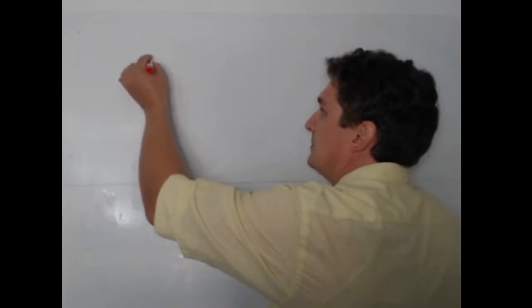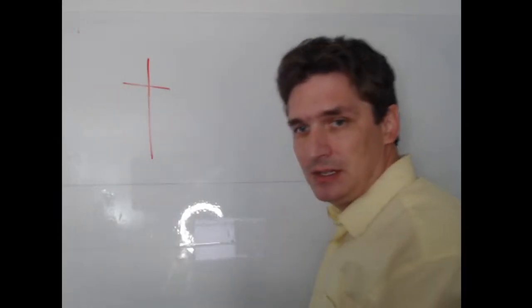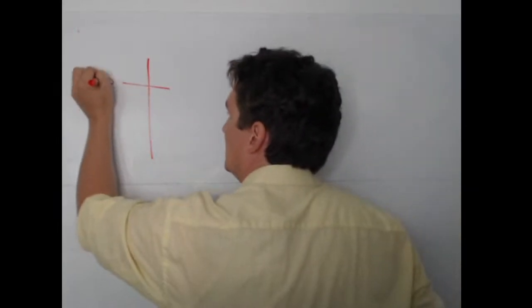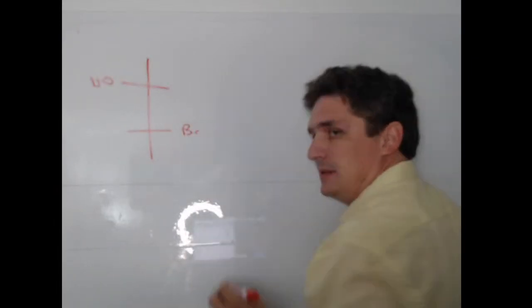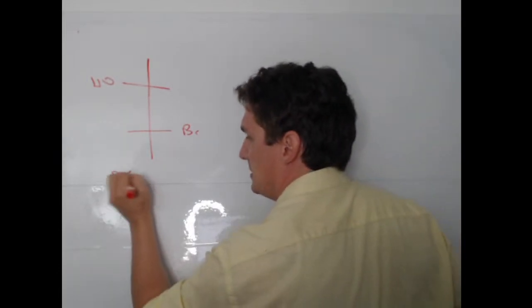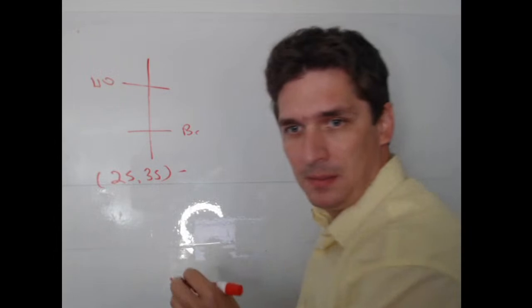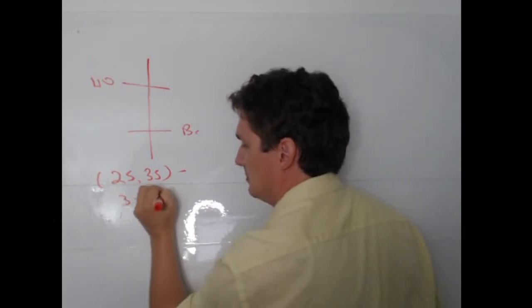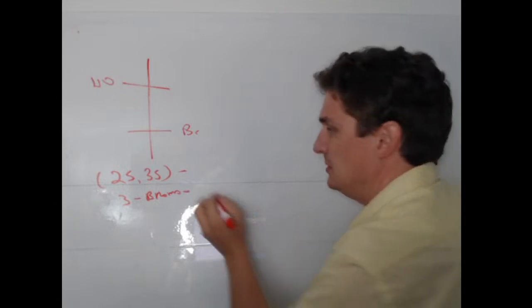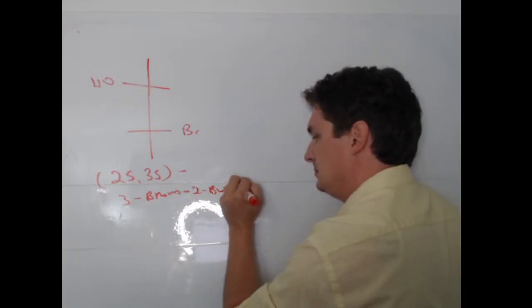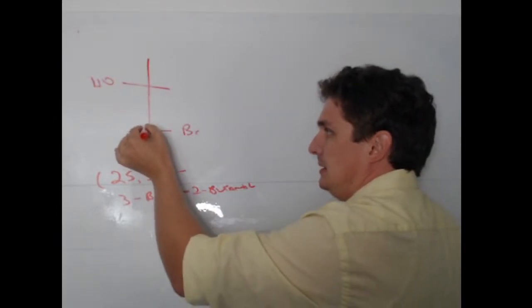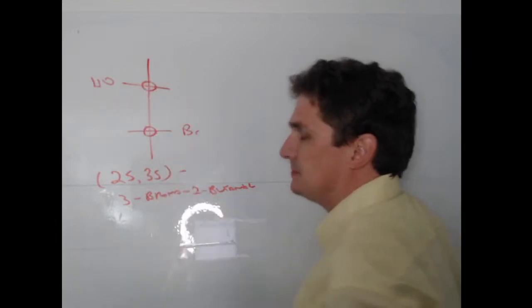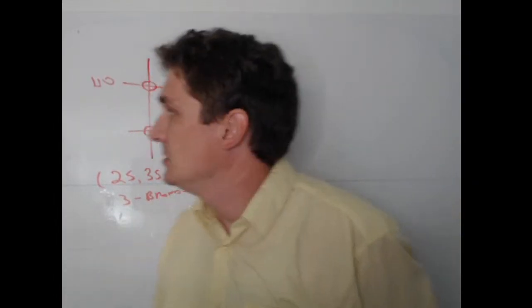All right, so page 19, first one. If you look at the key, it gives you the Fisher projection, which is this. And you're told that this is 2S, 3S, 3-bromo-2-butanol. So it's automatically telling you what the numbering is. This is the third carbon, and this is the second carbon. So we know what the answer needs to be. The question is, how do we get to it?